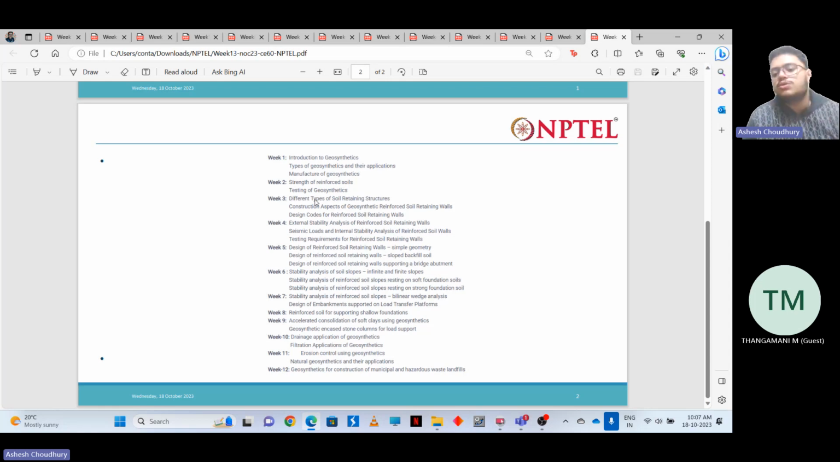Then stone columns we saw, how to determine the load capacity using the IS code, and how we can calculate the load carrying capacity. Then erosion control, drainage and filtration, so that we can design this and calculate the factor of safety.